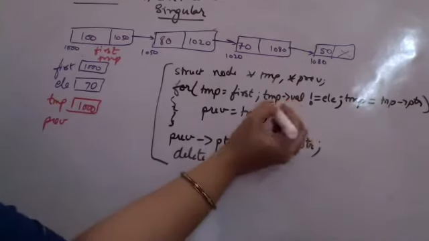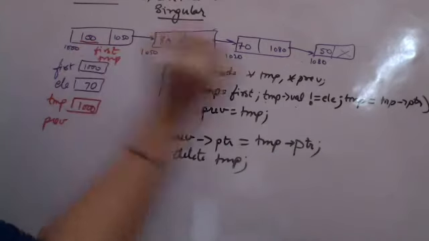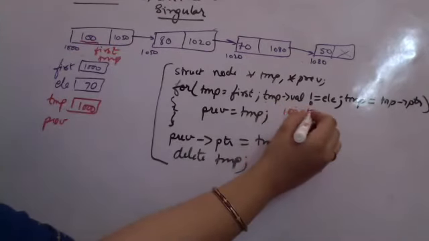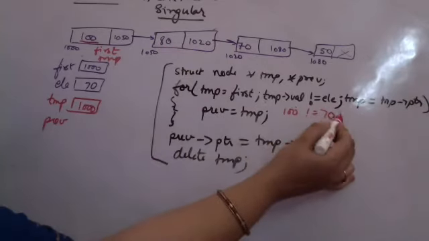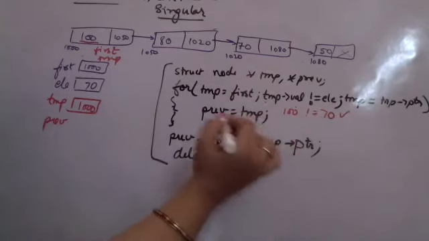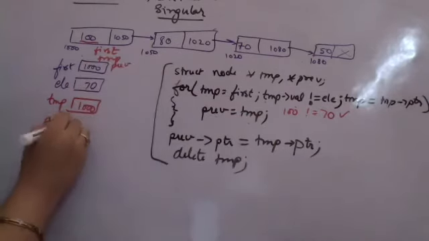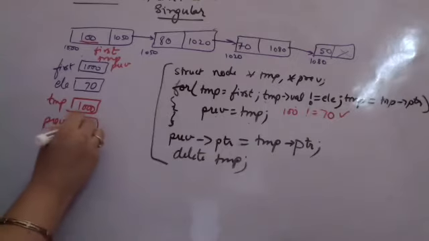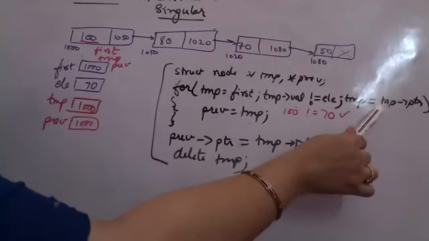Then I check temp value is not equal to element. So temp value is 100. 100 is not equal to 70. Element is 70. The condition is true. Enter the loop. Previous is equal to temp. Previous is also here. So previous also gets an address value of 1000, right? Now go perform the increment operation.